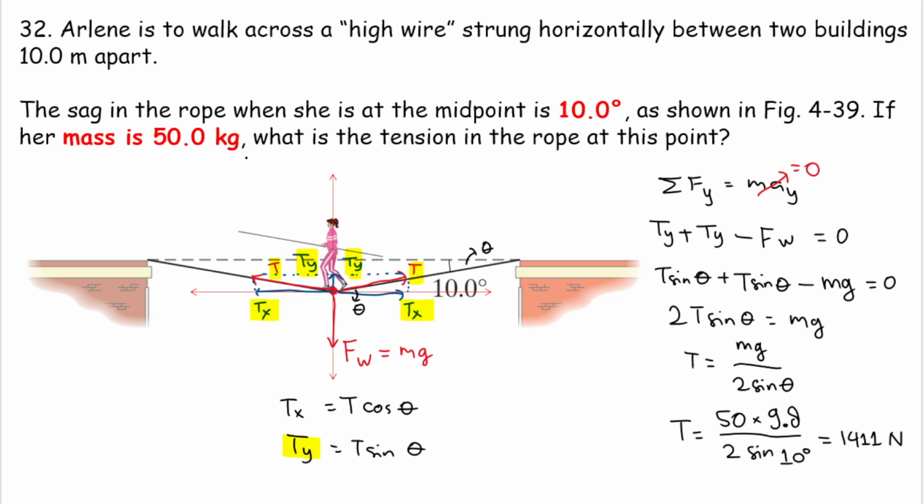So that is the tension of the rope when Arlene is at the midpoint. So this is the answer here. And I think that's all for this problem. The answer is 1411 Newtons.